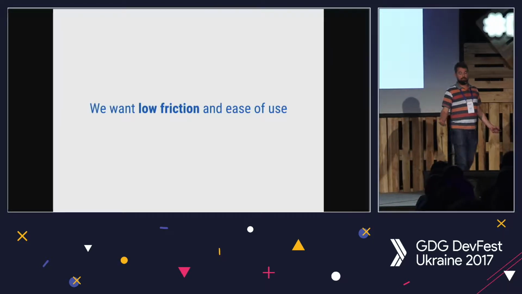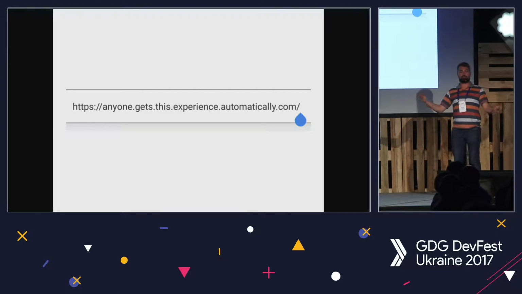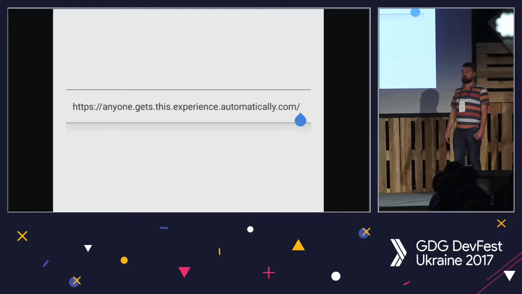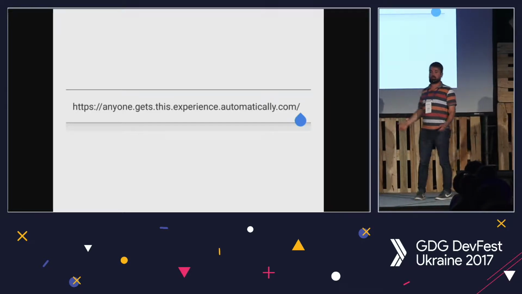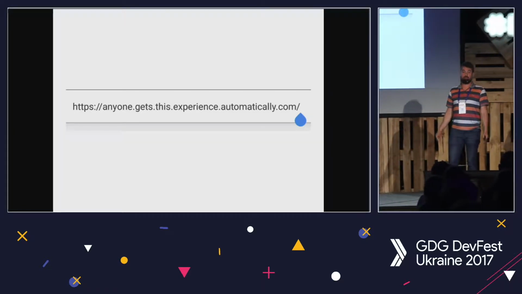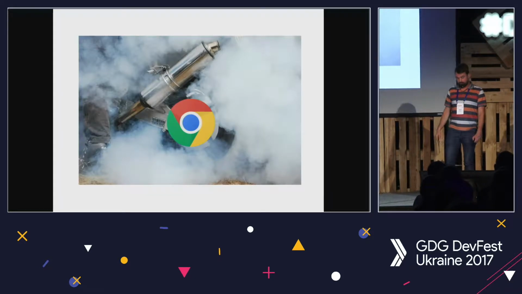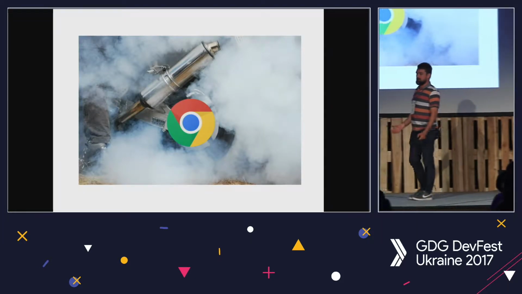We want the low friction and ease of use. And everyone gets this on the web. You have something called a URL. It's an address. You just put it in, and then you can experience things. Go to a website, like a news website. You've never been there before. Write the URL, and there you are. You don't need to wait for downloading like 60 megabytes without even knowing whether it's a site you want to use in the future. But for this to work, we also need the web to be fast.